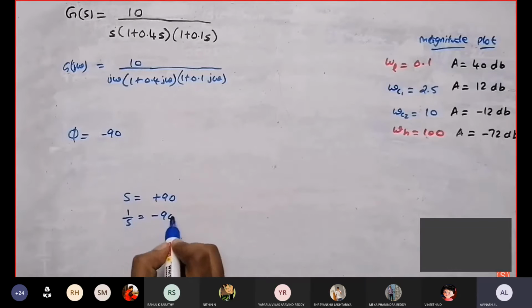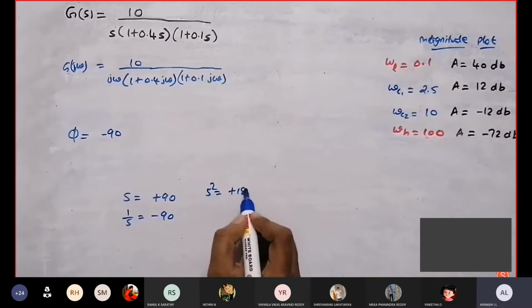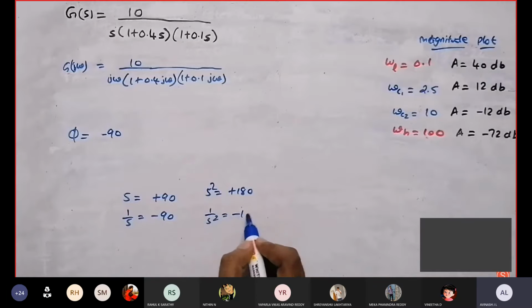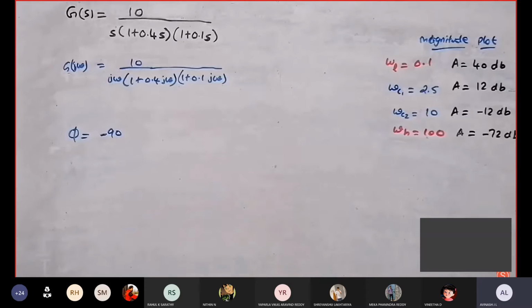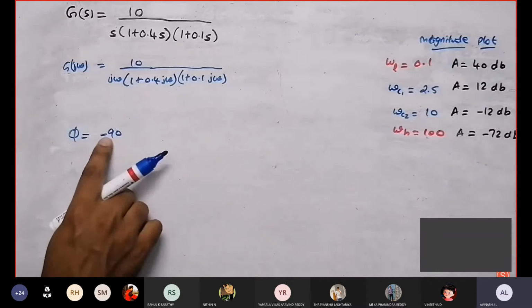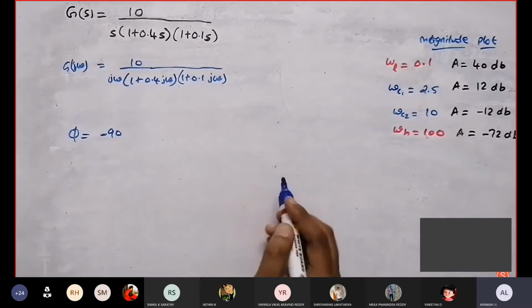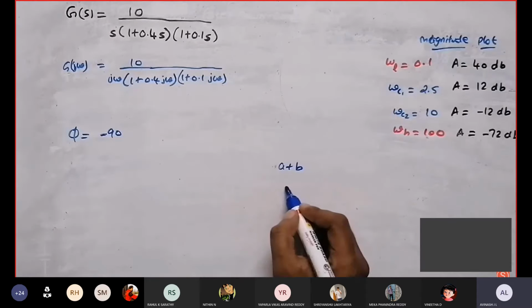If s is in the denominator, the angle will be minus 90. If s square is in the numerator, the angle will be plus 180. If s square is in the denominator, the angle will be minus 180. Here our first term is in the denominator, so we got minus 90. Now the second term is of the form a plus b. Then how to find the angle?